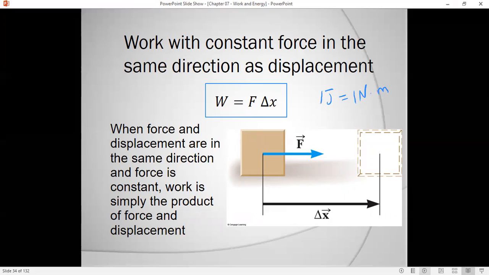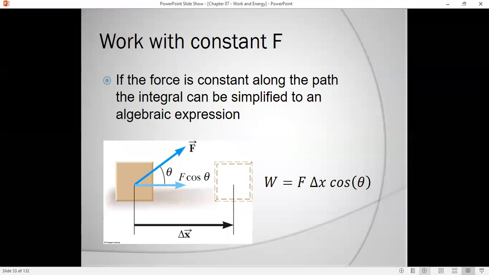So if we push an object or we pull an object with some force, and we push in the direction that it's traveling, the total work that we do will simply be the product of the force and the displacement. Just one-dimensional motion right here. Okay, so that's the simplest form that we can get. If the force is not in the direction of the displacement, well, then we've got to go back to this cosine theta.